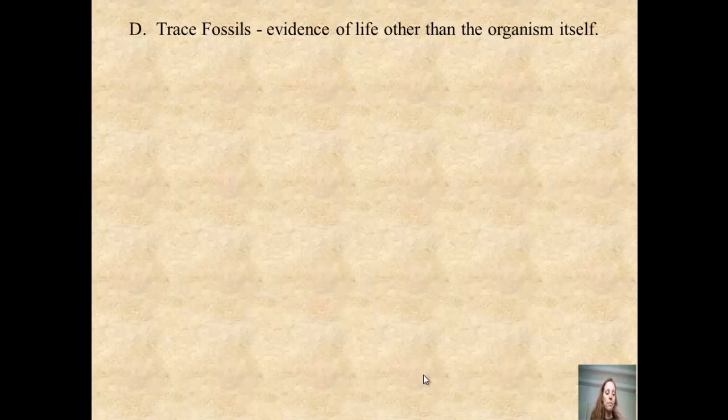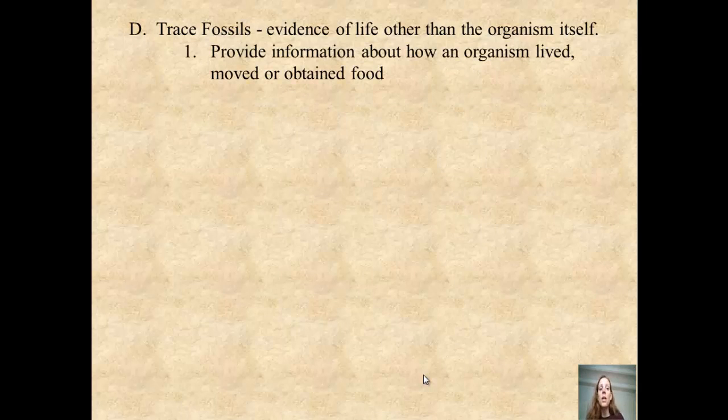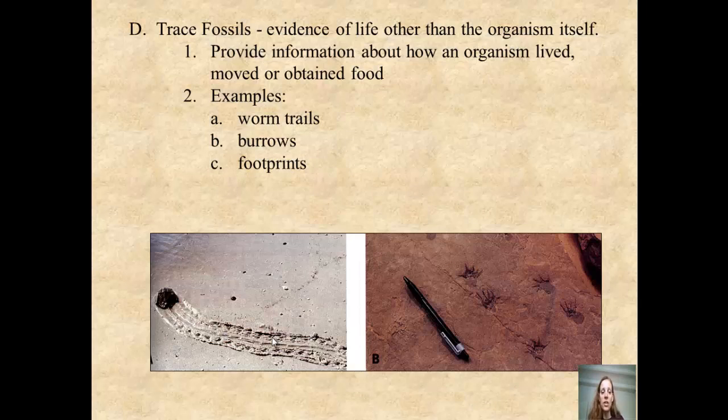Trace fossils are evidence of life other than the organism itself. So it's basically providing information about how an organism lived, moved, or obtained food. Some examples would be worm trails, burrows, and also footprints. What you're seeing in this image here is essentially a worm trail that is going into a burrow that's been preserved as a fossil. These are footprints. This is just a mechanical pencil that is laid here to give size to these footprints.